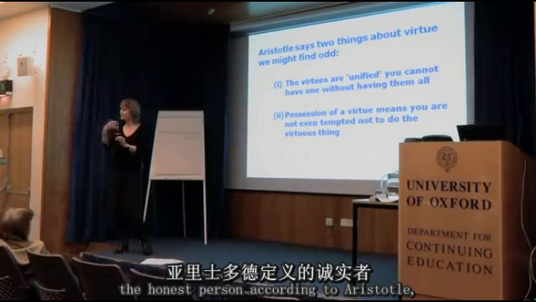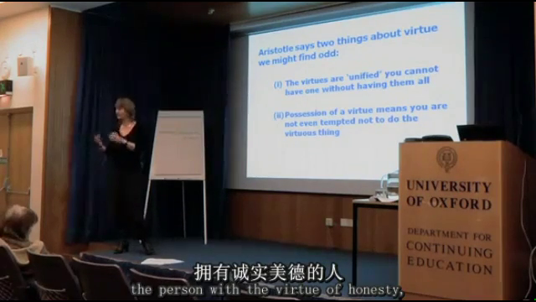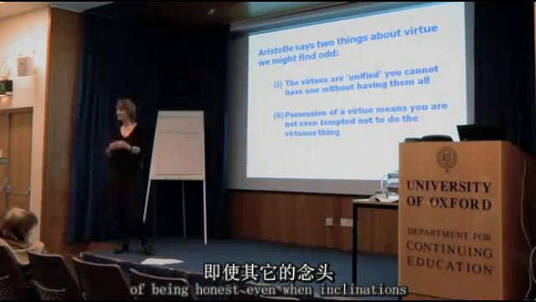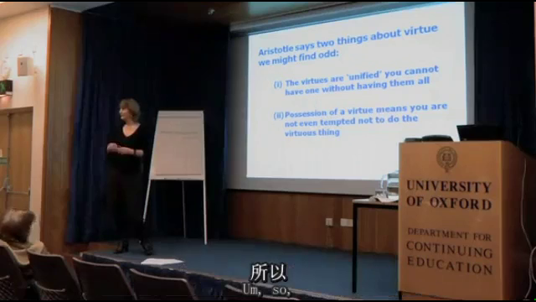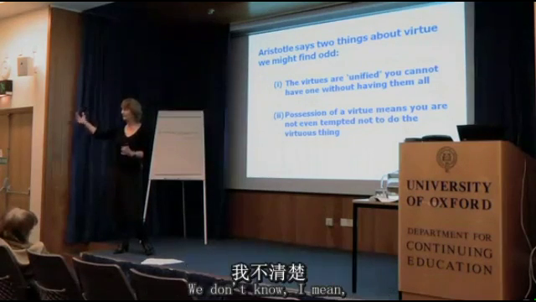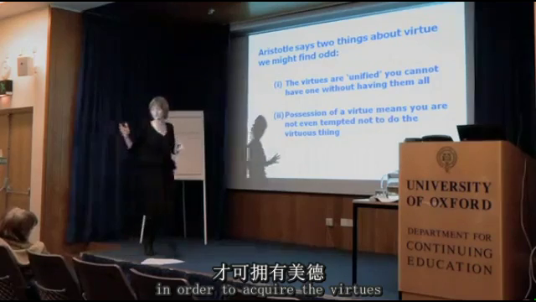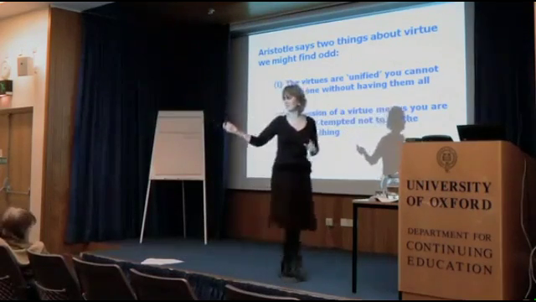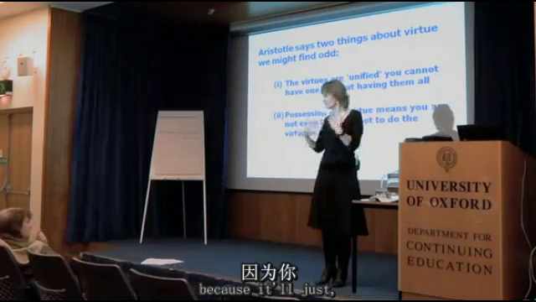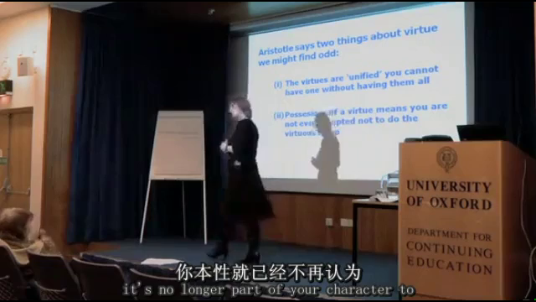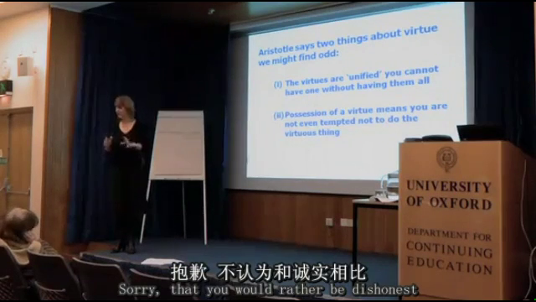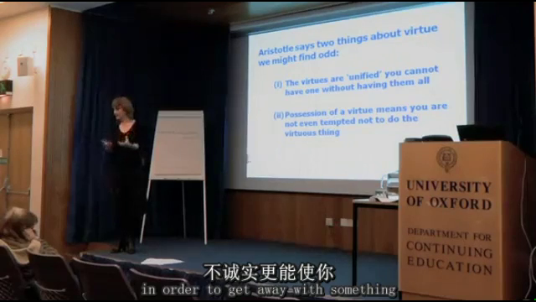But remember, the honest person, according to Aristotle, the person with the virtue of honesty, is someone who's formed the habit of being honest, even when inclinations are moving him in a different direction. So when he's actually acquired the virtue, and of course this takes time, I dare say one has to be at least 50 in order to have acquired the virtues, you might then not be tempted. And you could see why you wouldn't be tempted, because it's no longer part of your character to even think that you would rather be dishonest in order to get away with something than be honest.